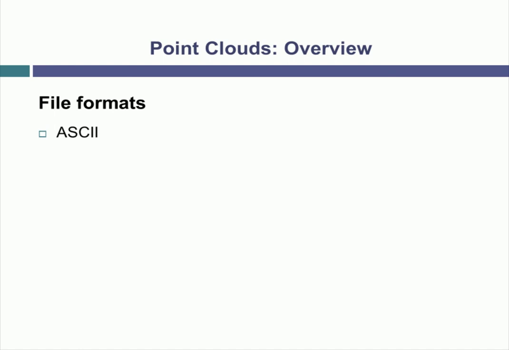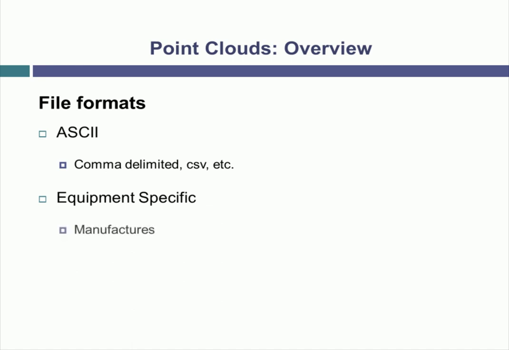ASCII files are also commonly used within point cloud creation. This is a very generic and standard format that could be comma delimited, CSV, or any other ASCII format. There are also some proprietary equipment-specific formats that are used by different manufacturers. And these typically write the data faster because they are written to work specifically with a piece of equipment.